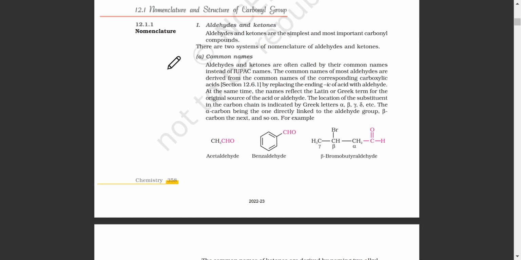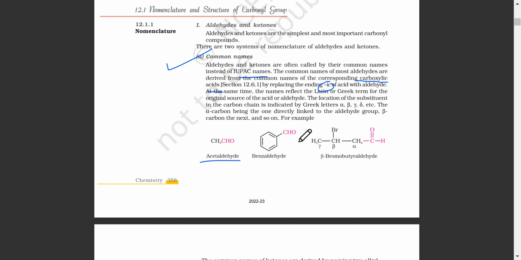But before that, coming to the common names, which can also be asked. Aldehydes and ketones are often called by their common names instead of the IUPAC names. The common names of most aldehydes are derived from the common names of the corresponding carboxylic acids. You have to remember, aldehydes ka naam carboxylic acid se hi aayega. You'll consider them to be a substituent of the carboxylic acids only by replacing the ending -ic of the acid with aldehyde. So you have acetic acid over here, replacing the -ic by aldehyde, you'll get acetaldehyde.